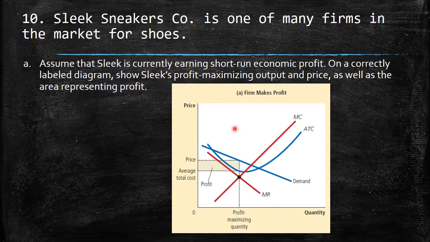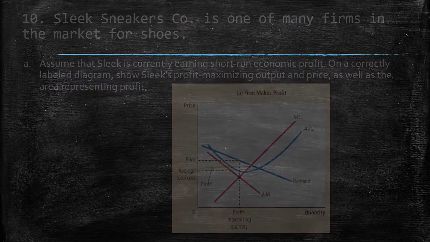So what is the difference? Remember, in this one the point was exactly the average total cost. Here there is a gap between the price and average total cost. The price should be higher than the average total cost, which is actually the case. So definitely this should be the profit.